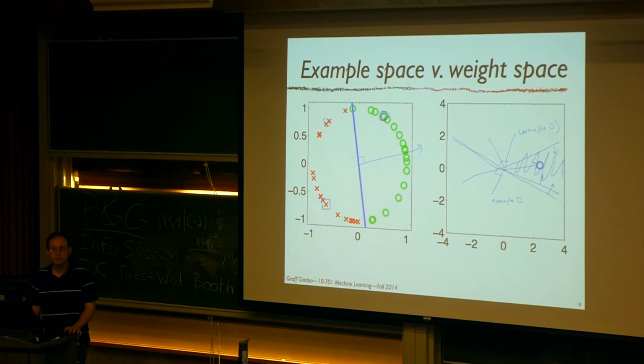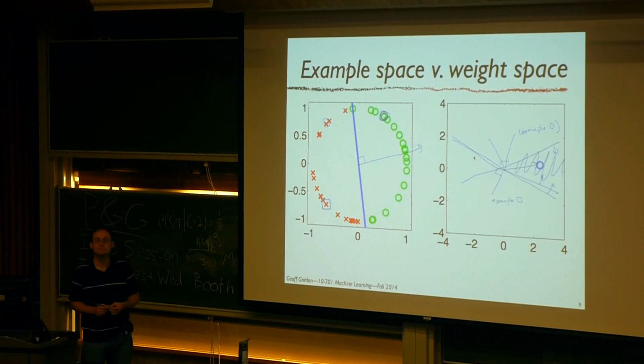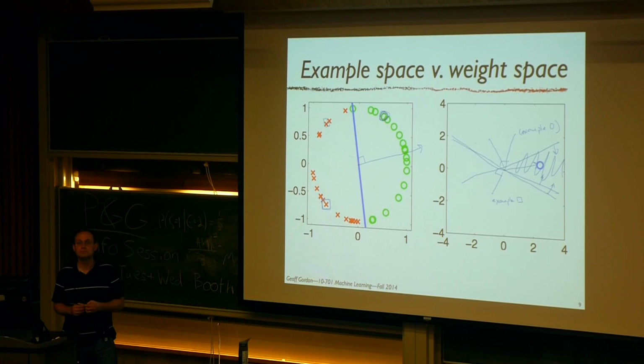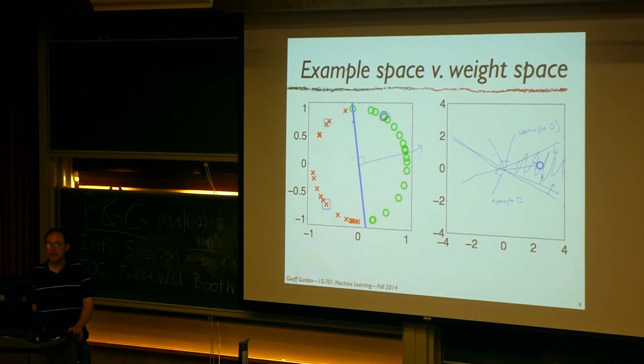Yeah. Cool. So this over here is called example space, and this over here is called weight space. Yeah. So for the decision boundary in example space, for just those points, you have an infinite amount of lines that could correctly classify that? Right. Yeah, you can wiggle this line back and forth across some arc, and you'll still correctly classify these examples.